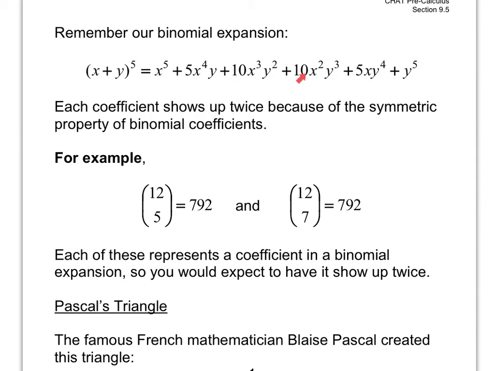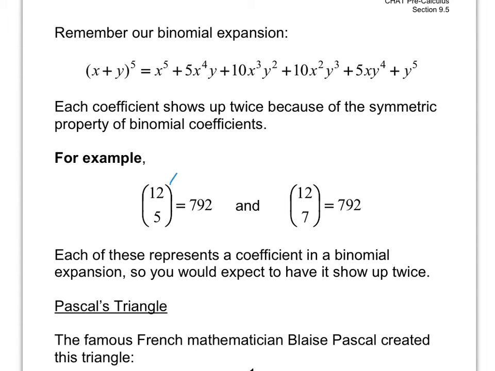Notice that each of these shows up twice. The 5s show up twice, the 1s show up twice, because there's symmetry there. So here's the deal. If these two numbers add up to 12, which is the top number, I'm going to get the same number here, and let me show you why.